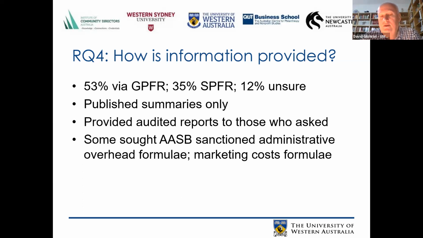In other words, they thought that the Australian Accounting Standards Board could go beyond providing standards for the actual creation, the preparation and presentation of financial reports, and actually sanction overhead formula and marketing cost formula in order to report in a way that is comparable across charities, not just within a charity.